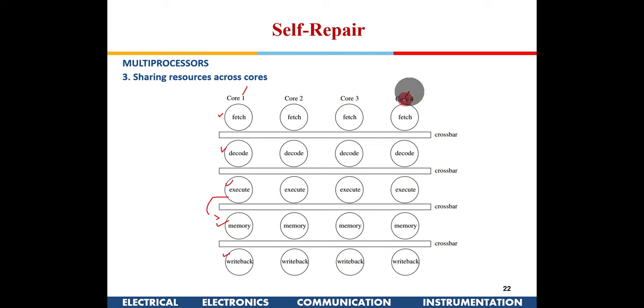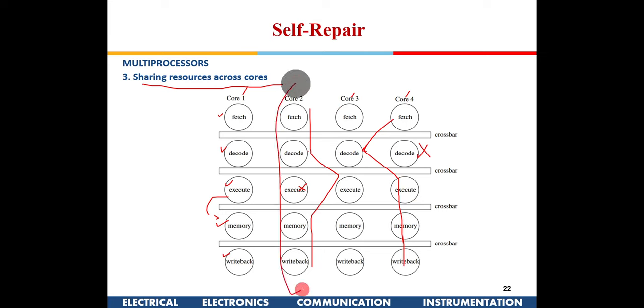And this core should be able to use this decode if this decode is faulty, so that it can fetch here, decode here, execute here, like this. Or say there is a problem in this execution block, then this core should be able to come here and take it here, and come back here. This kind of flexibility in the design should be there. That is known as sharing resources across cores. Once you find the fault, all the functionality of each core is divided into small modules, and each module should be accessible to all the cores, so that if there is a fault, the entire core need not be removed from the loop.